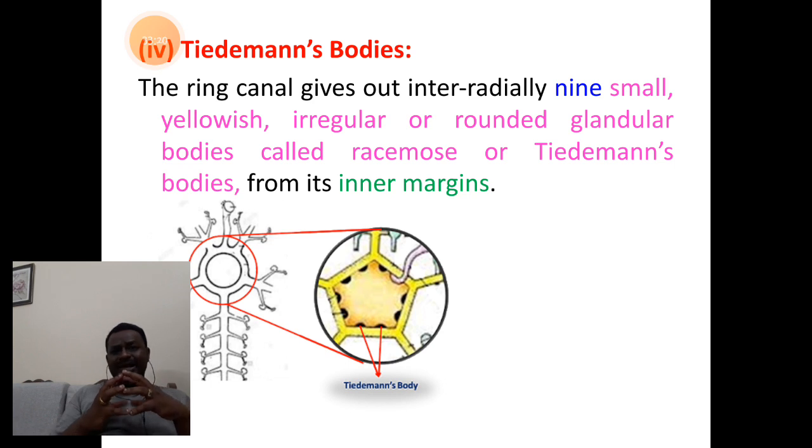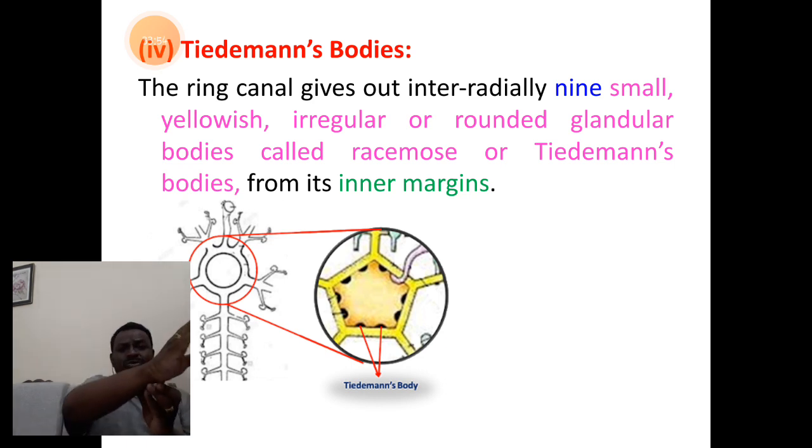Racemose because of its irregular shape. We call them Tiedeman bodies by honoring the scientist who named them. So the inner surface of this pentagonal ring is provided with small yellowish irregular or round glandular bodies called racemose glands or Tiedeman bodies. What is the importance of these structures?